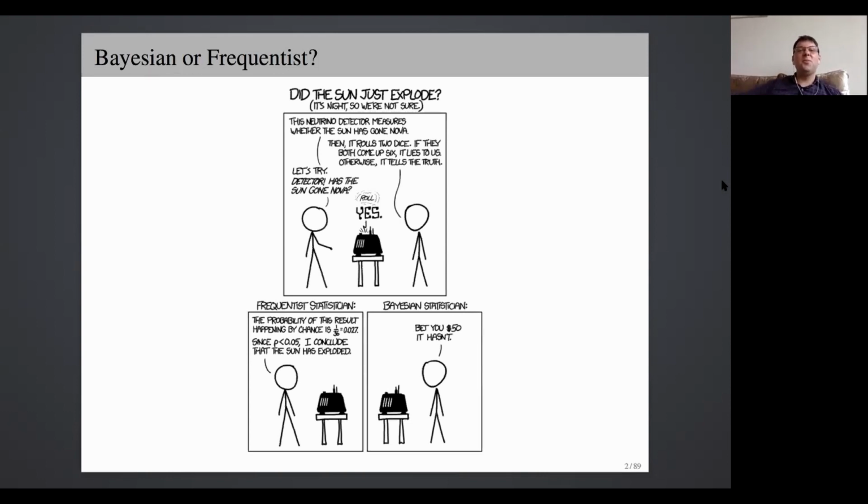Okay, so to start, we have this comic from XKCD, where we have 2 people talking. First one says, this neutrino detector measures whether the sun has gone nova.